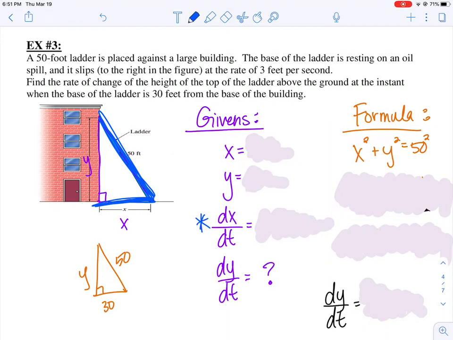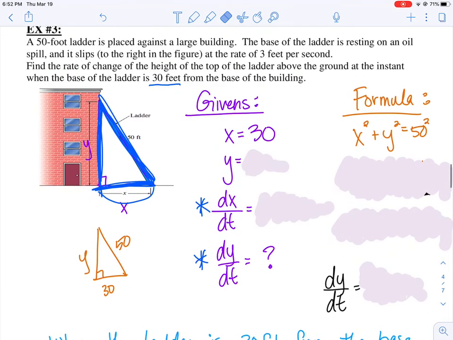Can I call that dx/dt? Y, I called this piece Y, and Y is going to change, right? As that ladder slides down the building, there is going to be a rate of change in that distance. Can I call that dy/dt? And then it says a few other things. It says here, when the base of the ladder is 30 feet from the base of the building. To me, that means that X is the 30 feet.